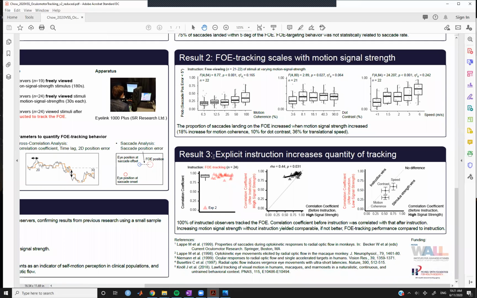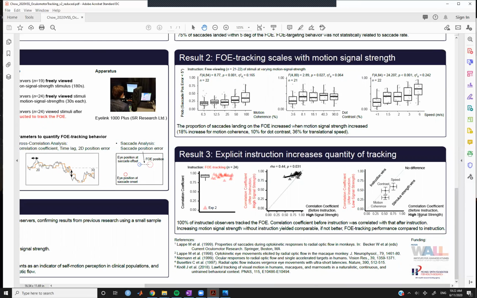And Result 3 suggests that explicit instruction increases the tracking. As shown here, the cross-correlation coefficient is generally higher than the one you saw above. But interestingly, we noticed two pieces of results. One of them is that there is a positive correlation between the correlation coefficient before instruction and after instruction. So we were able to capture some of the individual differences before instruction.